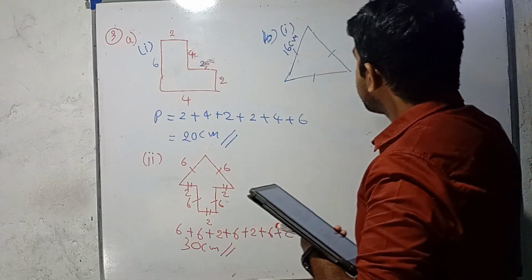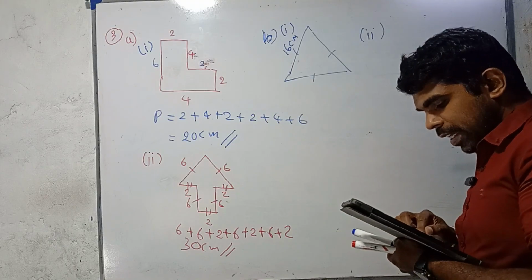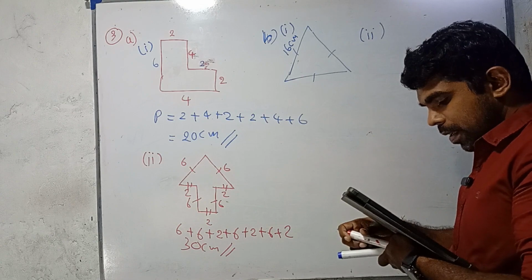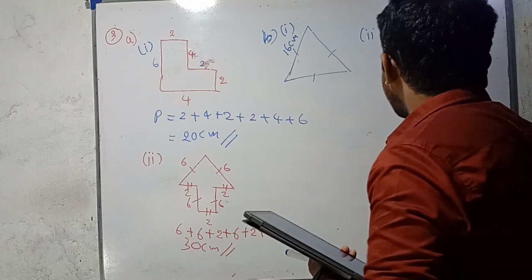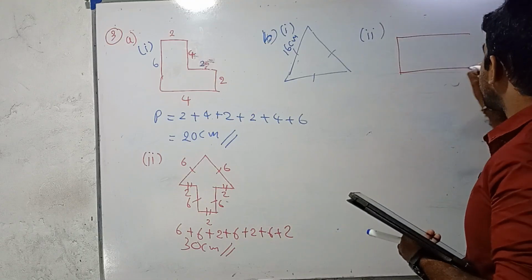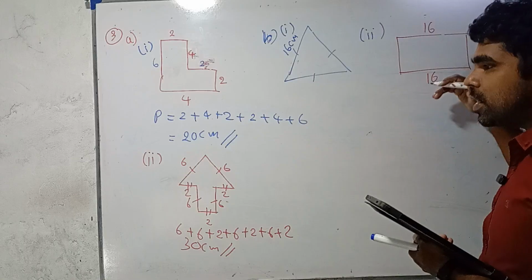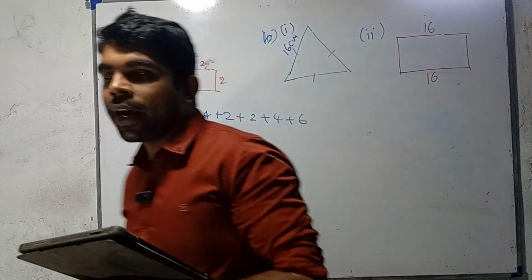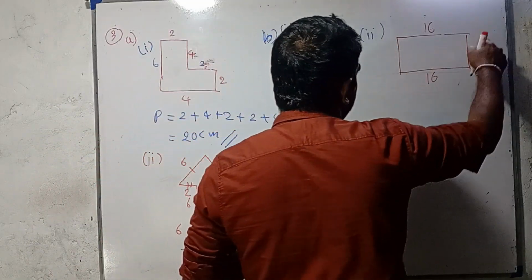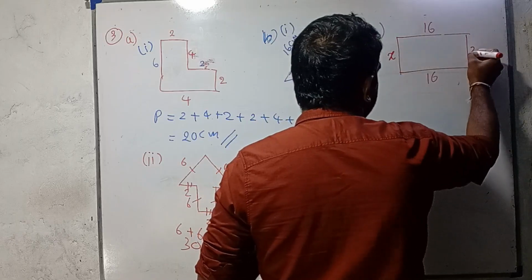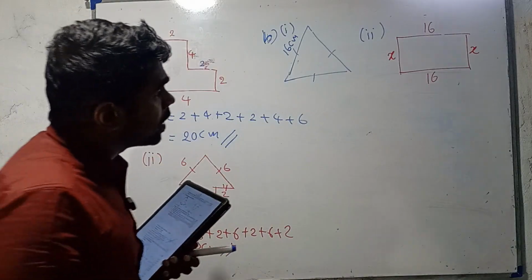Then part 2. The student makes a rectangle using the wire B. The length of the rectangle is 16. Draw the rough sketch. Length of rectangle 16. This one also 16. 16 plus 16, 32. But the total wire length is 48 centimeters. Therefore, we can get the sum of these two sides. I will take this side length as x.